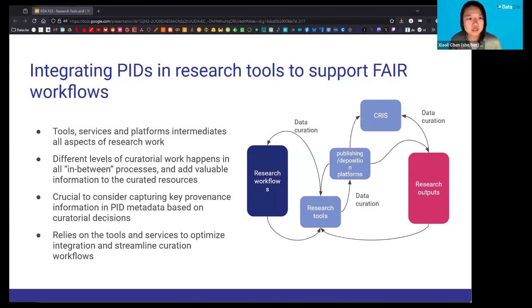And what I'm talking about relies primarily on tools and services to optimize their integration and streamline these curation workflows. So curators can very easily make this information explicit or even automated. Whenever there are changes, that log goes directly into the system and is made available in the metadata behind the PIDs.